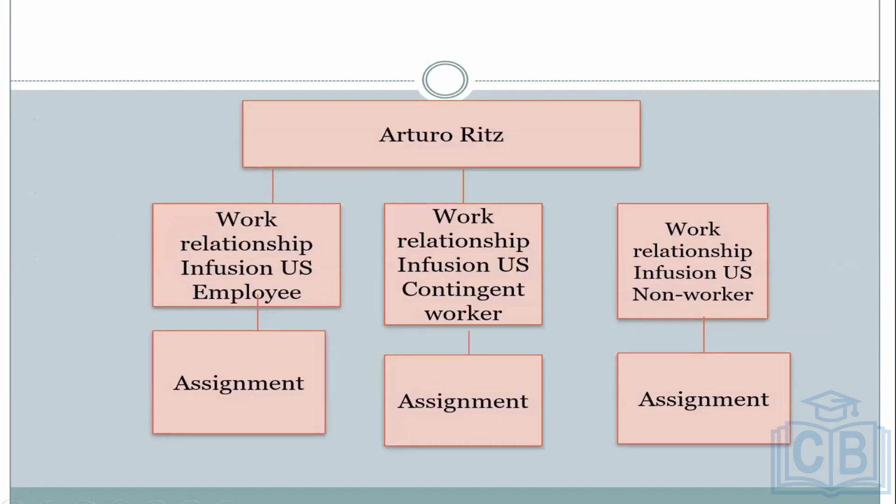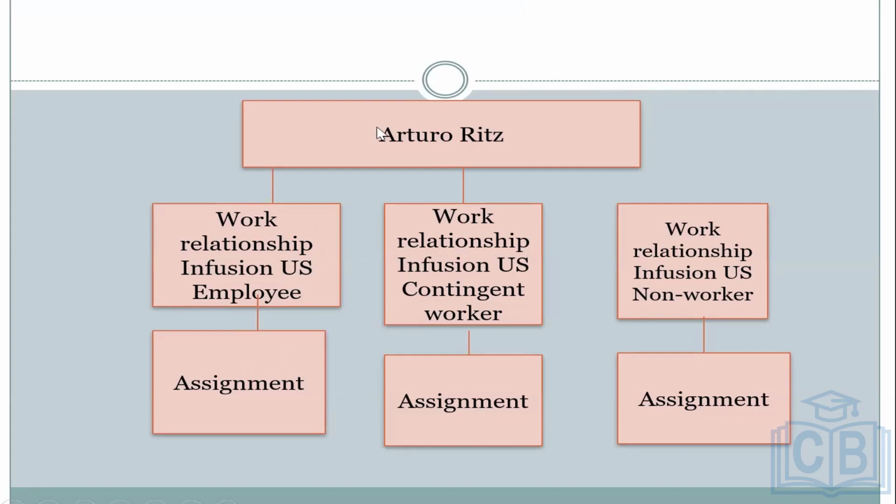So Oracle Rates has a work relationship in Fusion as an employee, a work relationship as a contingent worker, or a work relationship as a non-worker. Oracle Rates can hold any position. She can be an employee, a contingent worker, or a non-worker. So what kind of work relationship does she have?